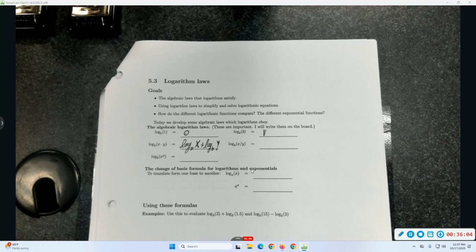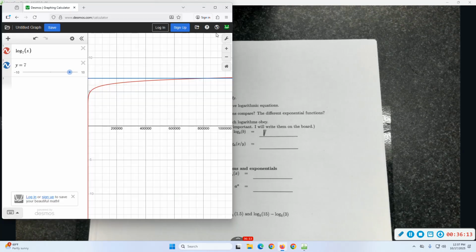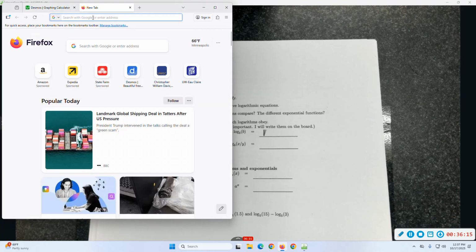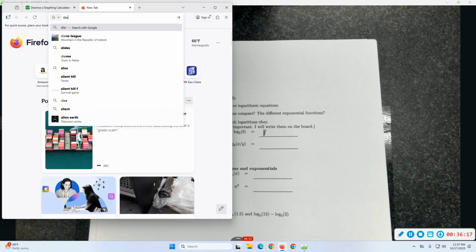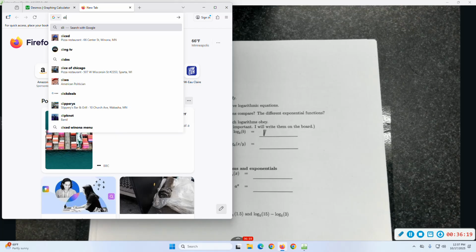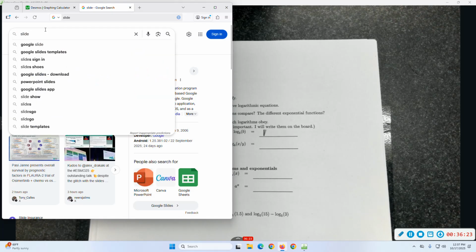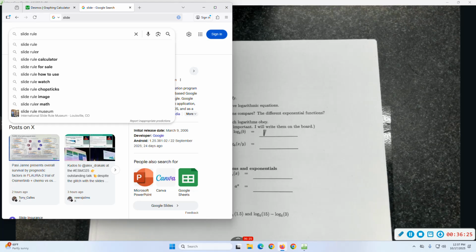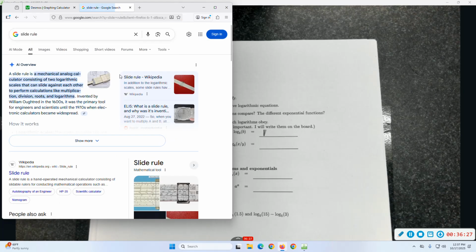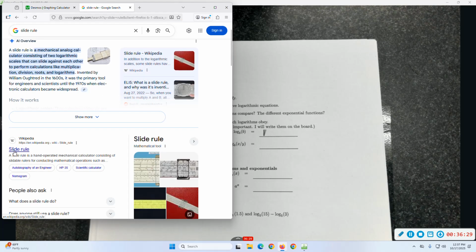Can we see the picture? Yeah, sure. I should have brought my slide rule with me. I have my dad's old slide rule at home. So what's a slide rule? This is a really dangerous thing to do, a Google search in class in front of an audience. Who knows what I'll find? Not slide. Yeah.